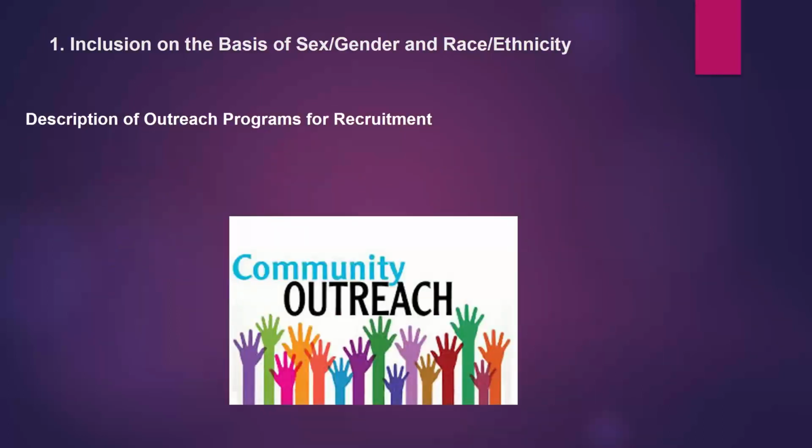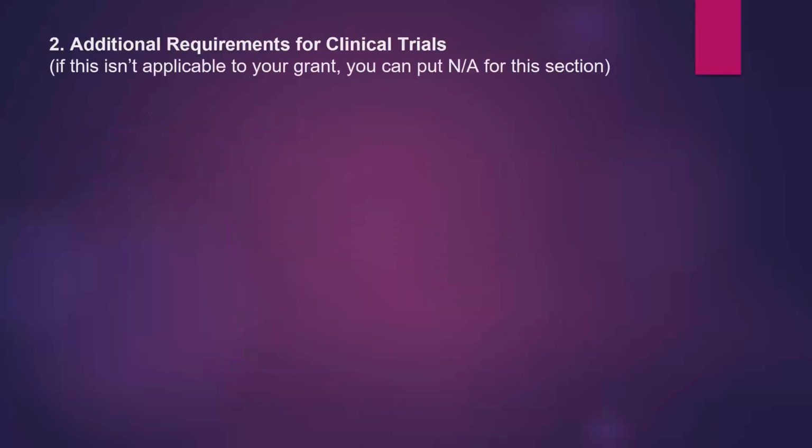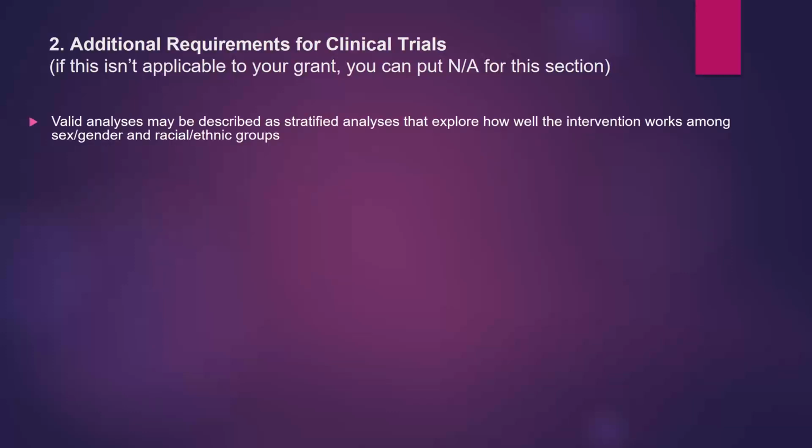analysis. And then you're going to describe how you're going to do community outreach for your study recruitment. So describe recruitment and outreach plans or other methods for enrolling individuals proposed as part of the sample. If your entire grant is secondary data analysis, then you don't need to include this section. So there's additional requirements for clinical trials. If it isn't applicable for your grant, you can put not applicable.